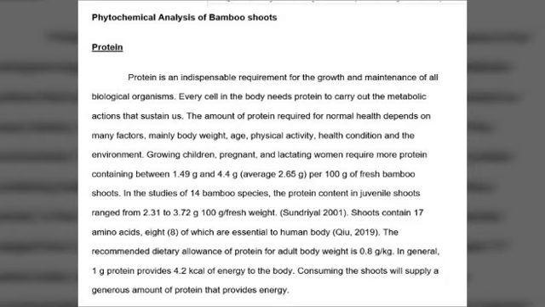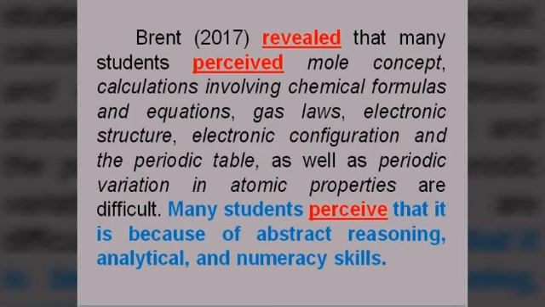Shoots contain 17 amino acids, 8 of which are essential to the human body, according to Q 2019. The recommended dietary allowance of protein for adult body weights is 0.8 gram per kilogram. In general, 1 gram of protein provides 4.2 kilocalories of energy to the body. Consuming the shoots will supply a generous amount of protein that provides energy. Okay, let us have another example.